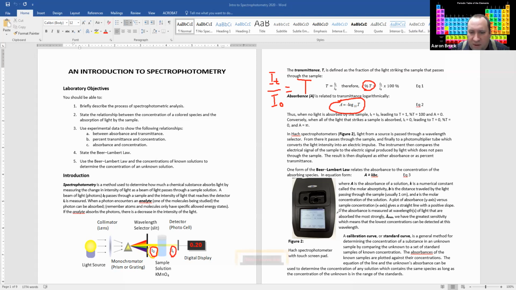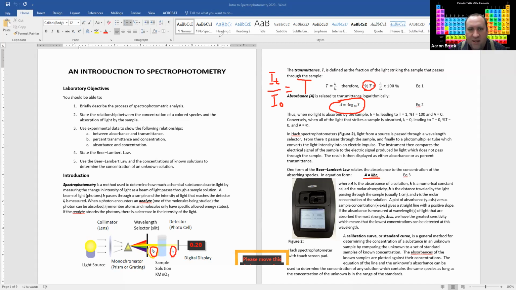Now, our spectrophotometers are of this kind. This is called a Hawk spectrophotometer. And what we're going to be able to do is measure the relationship using the Hawk spectrophotometer between the absorbance of our light and the concentration of the substance that we pass the light through. That's what Beer's Law is all about.